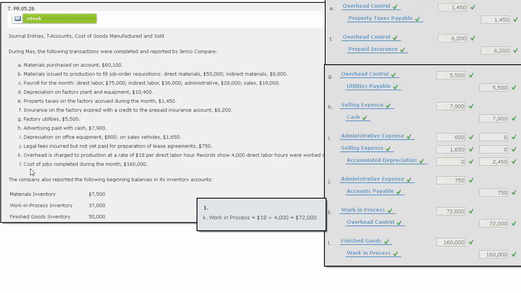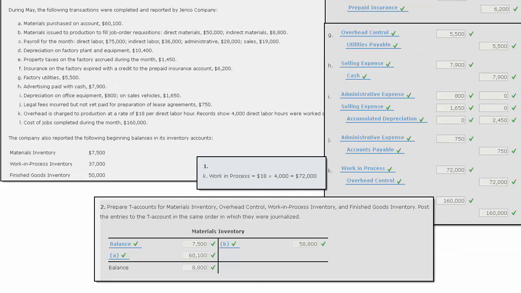Okay, entry L is cost of jobs completed, $160,000. When we complete a job, that's when we credit work in process and we debit finished goods. So it's now left the production process and it's ready to be sold.